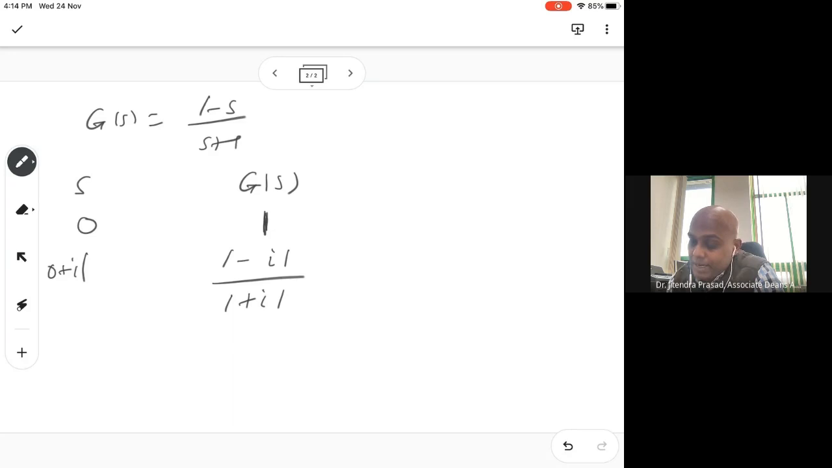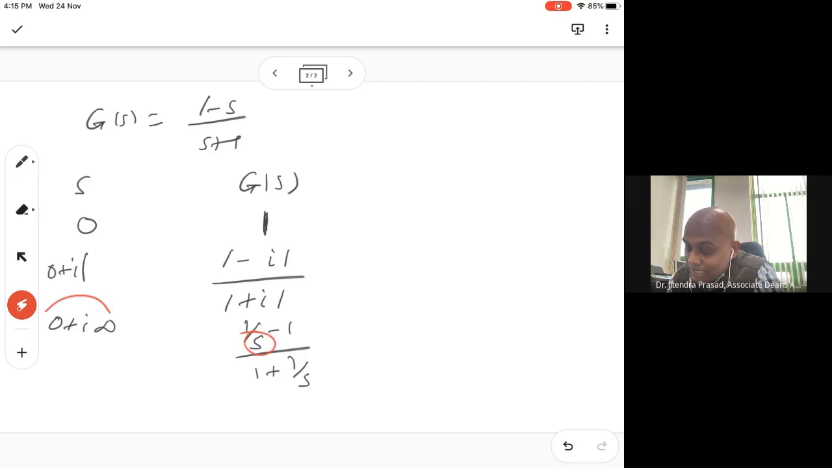Now you can go to any value up. Finally, you can go to 0 plus I infinity. In that case, what do you get? You will get the same thing. We can write it as 1 over s minus 1 divided by 1 plus 1 over s. If we put infinity right here, then 1 over infinity will be 0, so this will be also 0, this will be also 0, and you get equal to minus 1. So simply you get equal to minus 1.